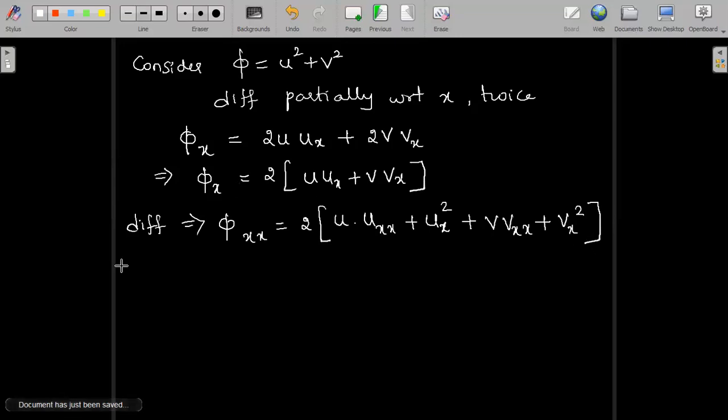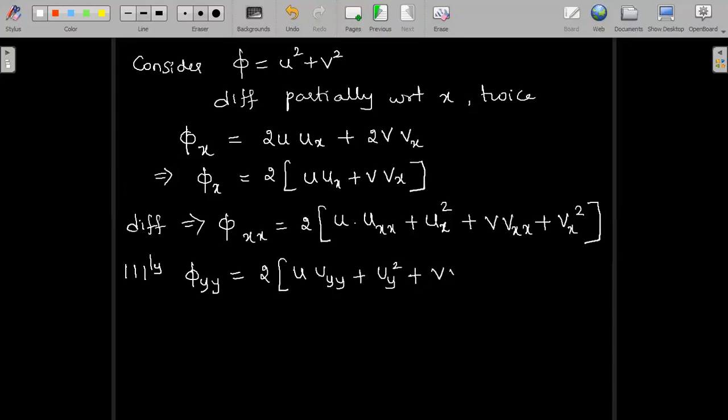Now keeping this in mind, we can directly write down the expression for phi yy. Phi is a similarity function, u square plus v square, both are square terms only. So we can apply the similarity concept and directly write down the expression for phi yy. Everywhere instead of x, we are replacing x by y and writing this expression, which is equal to 2 times of u into uyy plus uy square plus v into vyy plus vy square.